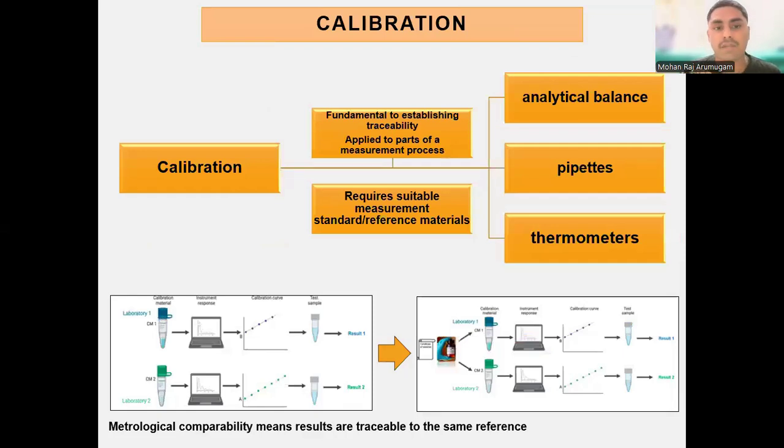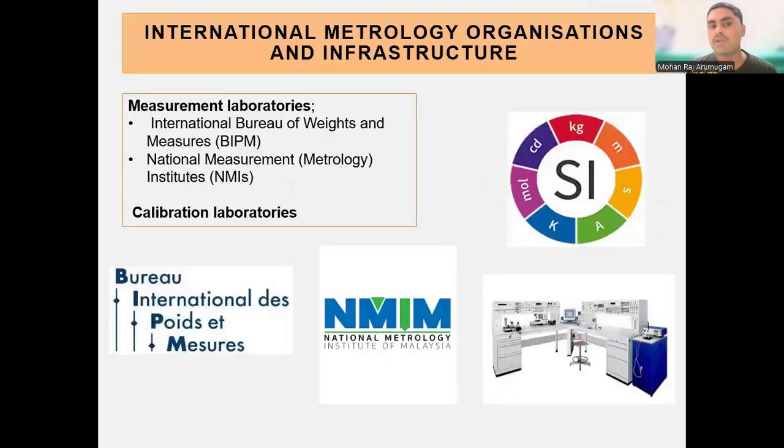Next, I'll be talking about calibration. Calibration is a fundamental unit to establish traceability, and it applies to parts of a measurement process. It requires suitable measurement standards and also reference material. Examples of measuring instruments that we will be calibrating before beginning an experiment are the analytical balance, pipettes, and also thermometers. Metrological comparability means results are traceable to the same reference. Here I've attached two diagrams which portray the usage and importance of the reference standard in reducing measurement uncertainty.